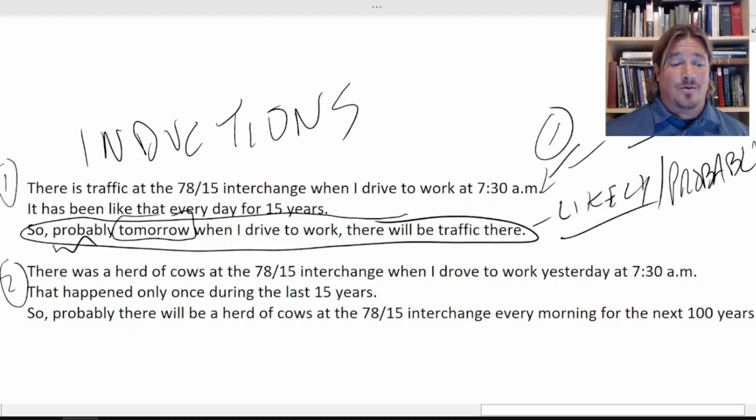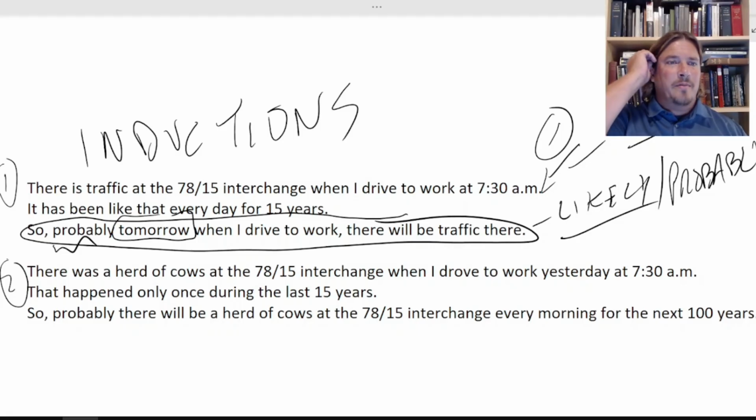There was a herd of cows at the 7815 interchange when I drove to work yesterday at 7:30 a.m. That happened only once during the last 15 years. So probably there will be a herd of cows at the 7815 interchange every morning for the next 100 years. Now you might be thinking, that's a really bad argument. Yeah, but we're not evaluating this argument. We know it's an argument. Why? Because the premises try to prove something in the conclusion. That's what makes it an argument. But it's just not a very good argument.